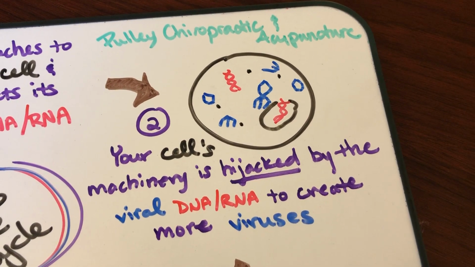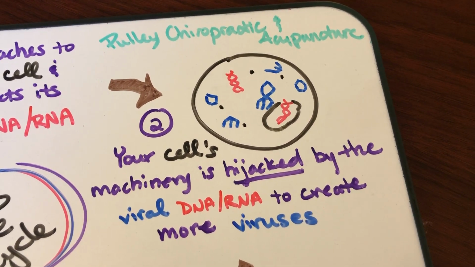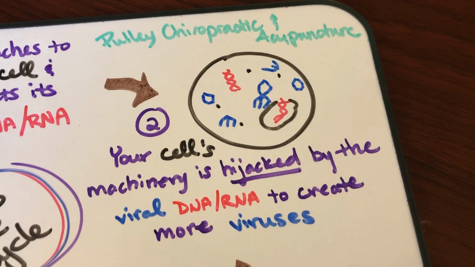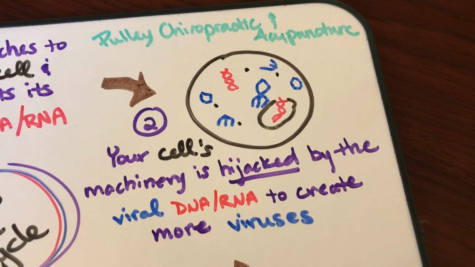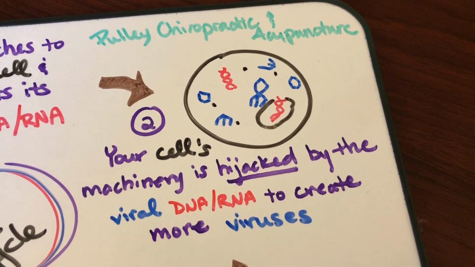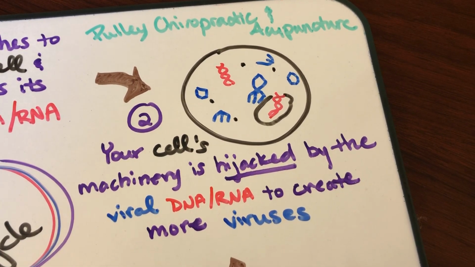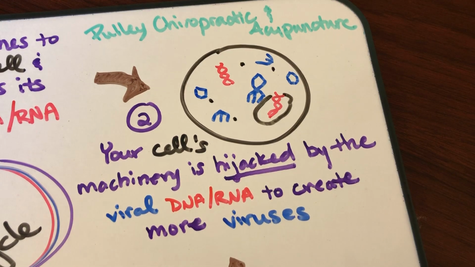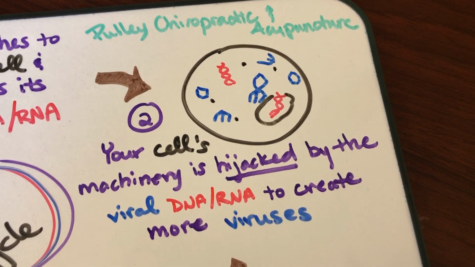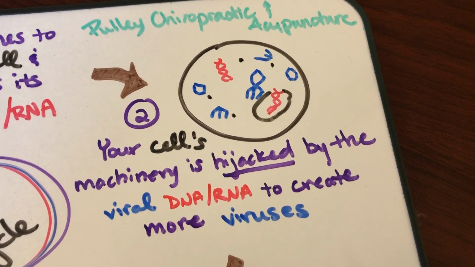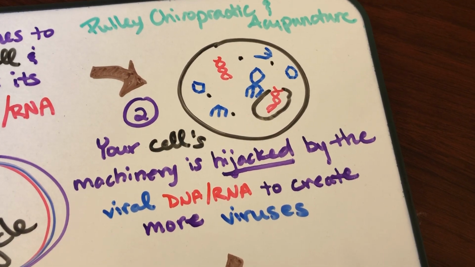Basically, your cell is a little factory and it's supposed to be pumping out whatever it is it's supposed to do. So, for example, if it's a heart cell, it's supposed to be doing things related to heart function, etc. But what happens with the virus is that it comes in and it breaks down your DNA and RNA and replaces it with its own, so then your factory starts pumping out viruses.